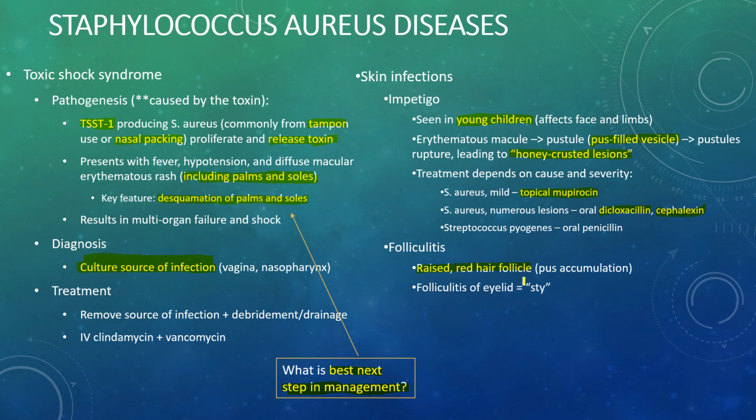And you've heard of this thing called a stye. A stye or a hordeolum is actually a folliculitis of the eyelid. So very close to the end of the eyelid, near the eyelashes, if a follicle is inflamed or full of pus, it will cause folliculitis of the eyelid.